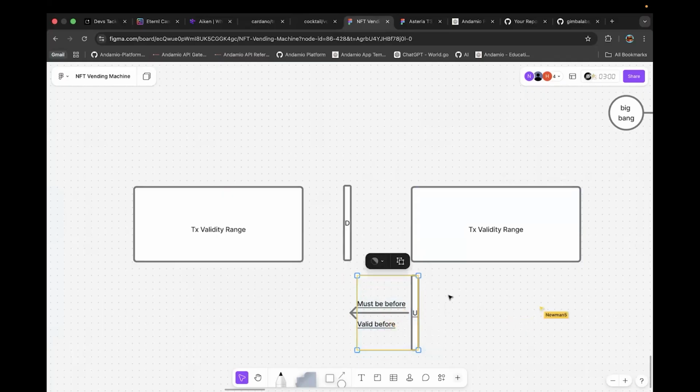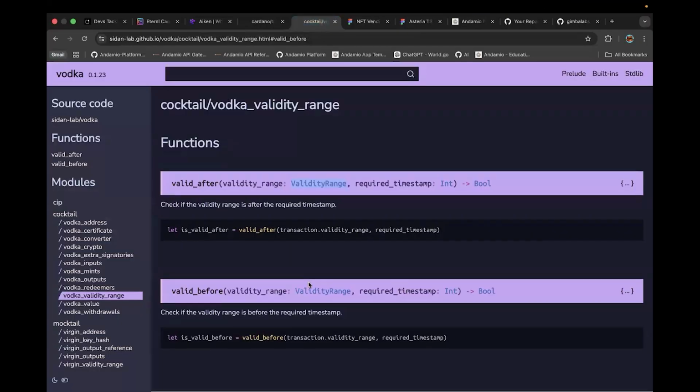How are you going to check the upper bound of the validity range? Just with before, after. So here it is: valid before, valid after, right? So what are we checking?